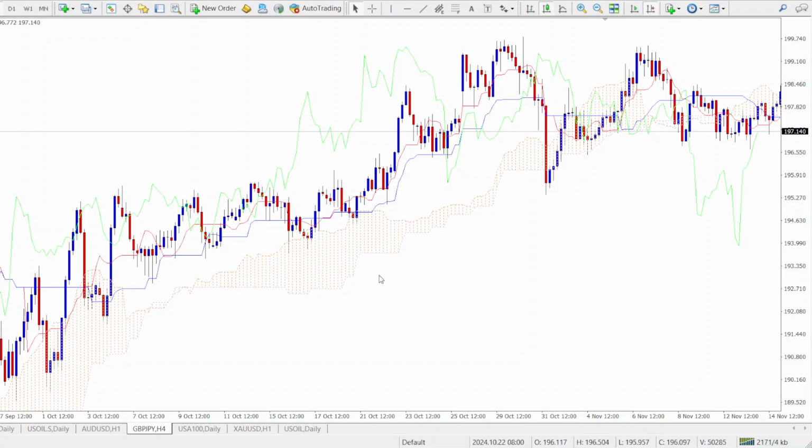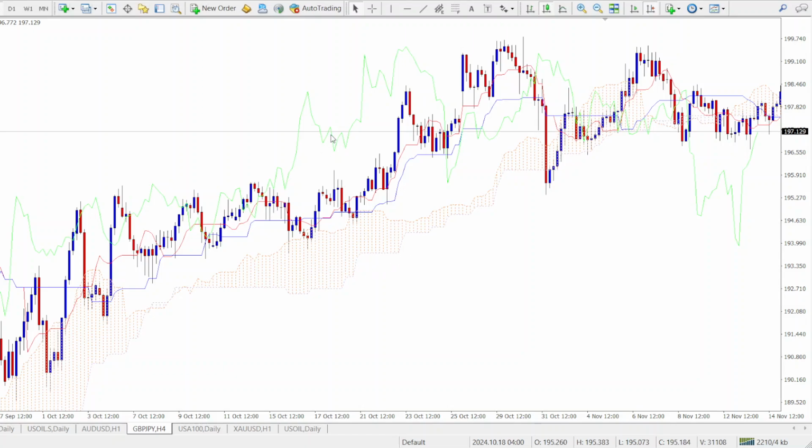Now we have the Senkou Span B, the leading span B, calculated as the average of the highest high and lowest low over the past 52 periods, also projected 26 periods forward. This forms the other edge of the cloud, as we can see. The Senkou Span A and the Senkou Span B form the Kumo cloud, as we can see here.